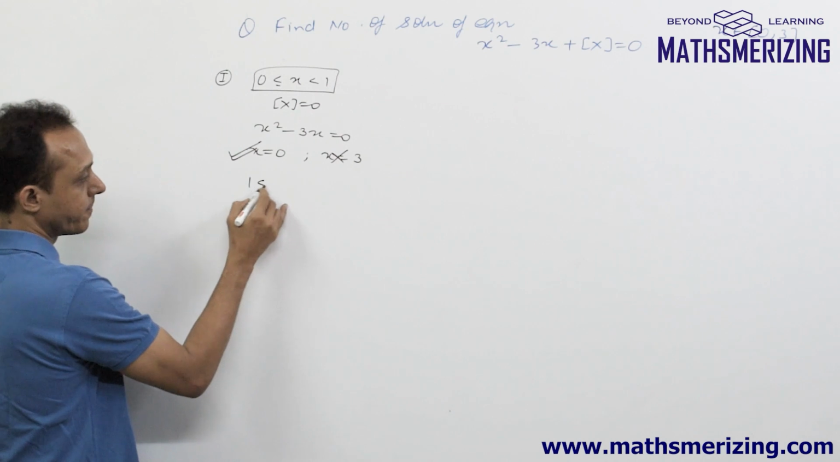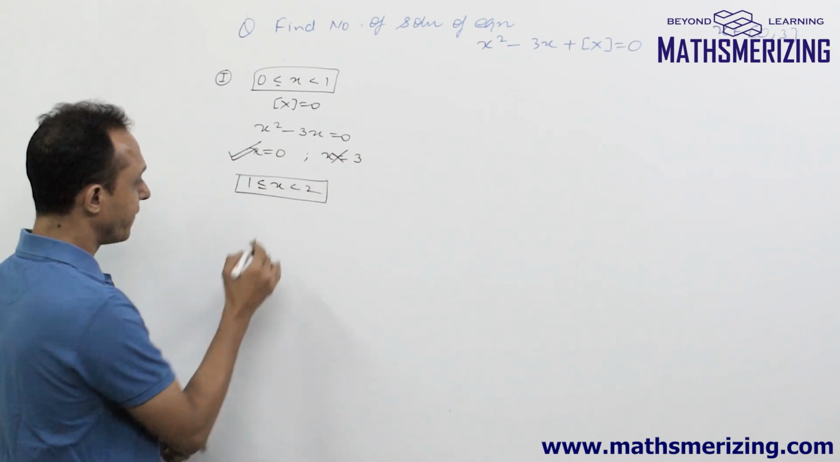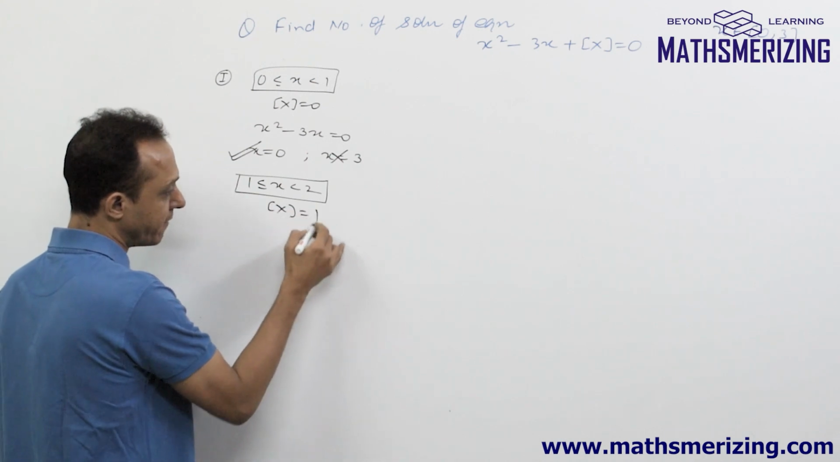Now the second case, when the value of x lies between 1 and 2. So when the value of x lies between 1 and 2, the value of the greatest integer function is simply 1.